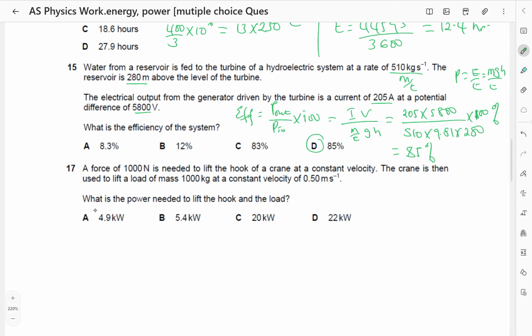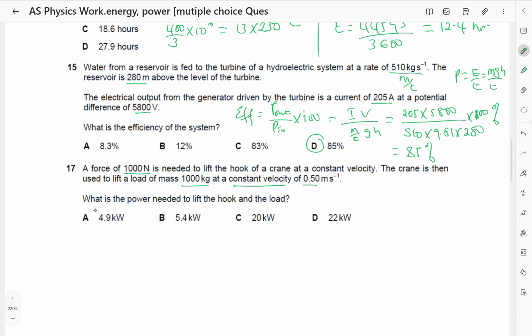A force of 100 newtons is needed to lift the hook of a crane at a constant velocity. The crane is then used to lift a load of mass 1,000 kilograms at a constant velocity of 0.5 meters per second. What is the power needed to lift the hook and the load?